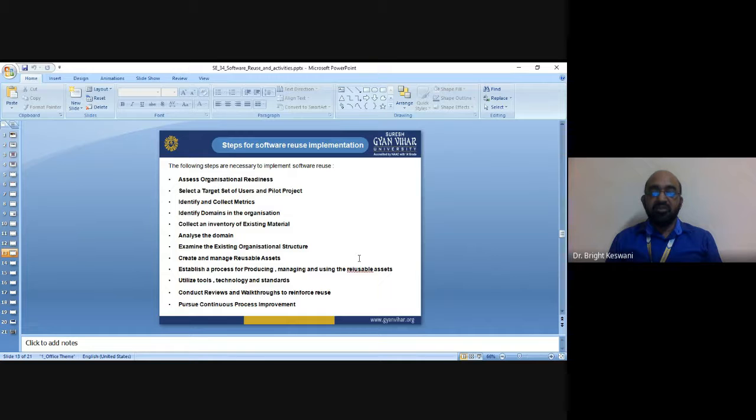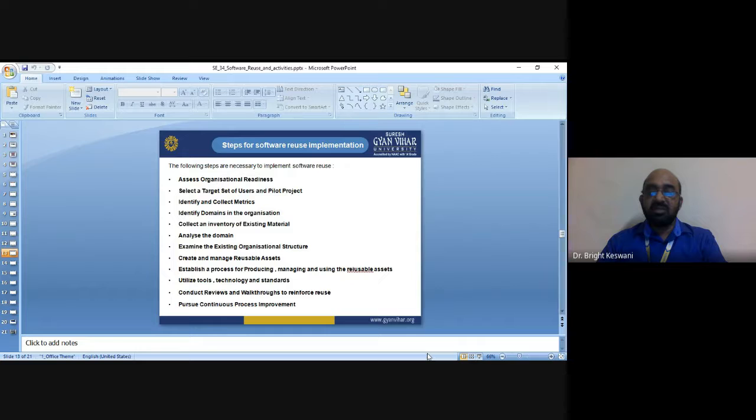When we talk about establish a new process for producing, managing, and using a reusable asset, after obtaining a clear understanding of the current processes for software product development, determine a process for producing, managing, and using reusable assets that addresses the particular need of the organization.